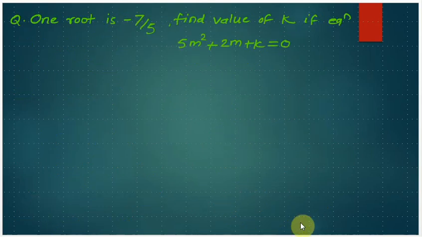Question third. One root is minus 7 by 5. Find the value of k if the equation 5m square plus 2m plus k is equal to 0.